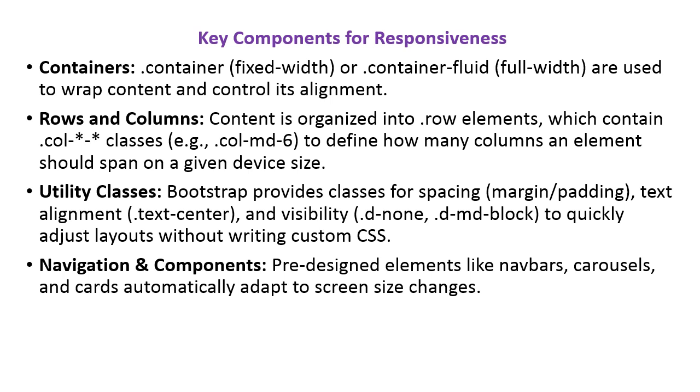Now we will see key components for responsiveness: containers, rows and columns, utility classes, navigation and components. So container, we can use .container of fixed width or .container-fluid full width, used to wrap content and control its alignment. Rows and columns. Content is organized into row elements which contain columns, then classes define how many columns an element should span on a given device size.